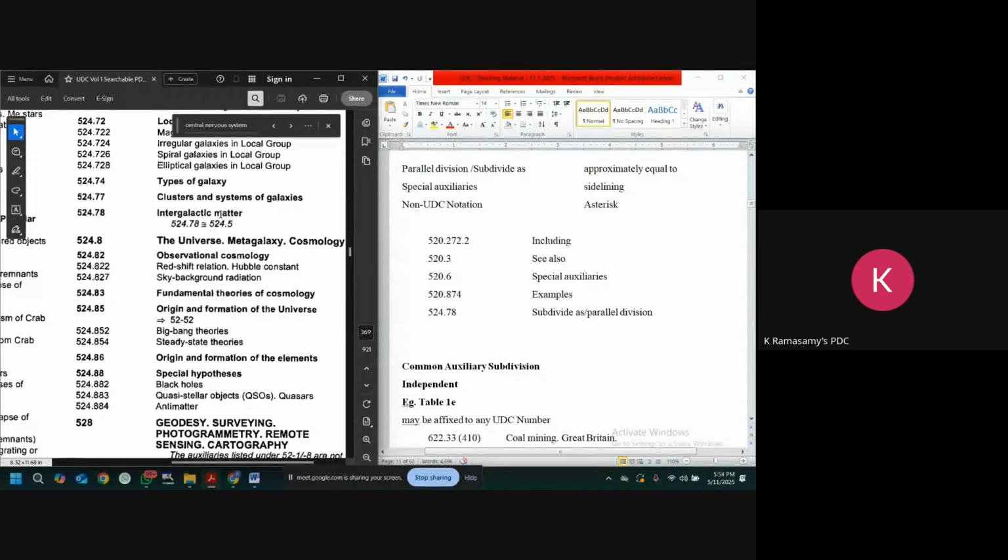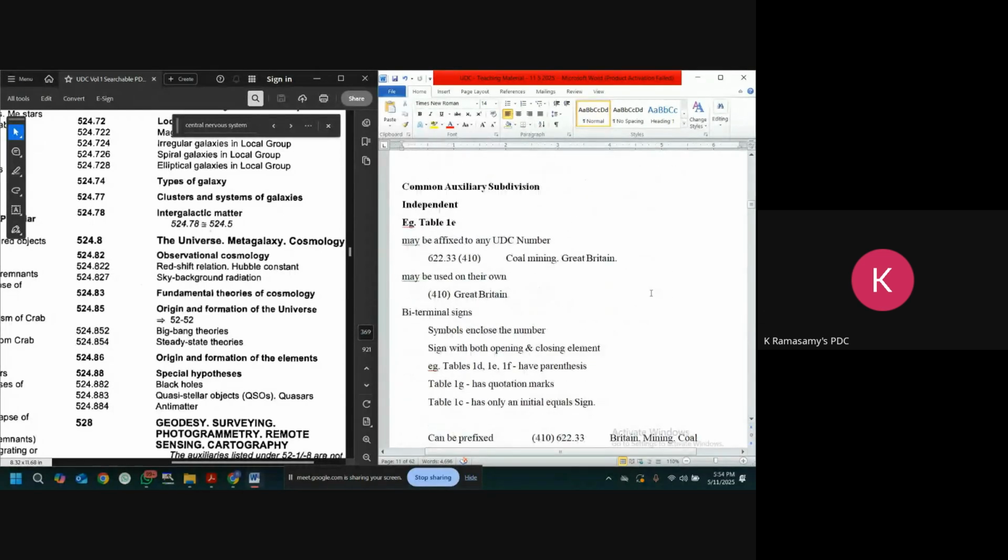Fine. So I have shown you all the symbols. Now we'll start with our real game. I told you common auxiliaries are of two different kinds. One is sign, another is table. When you talk about tables, the common auxiliary tables can be further divided into two groups called dependent common auxiliaries and independent common auxiliaries. You can divide them into two different groups.